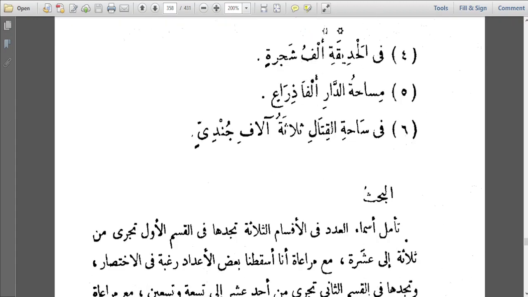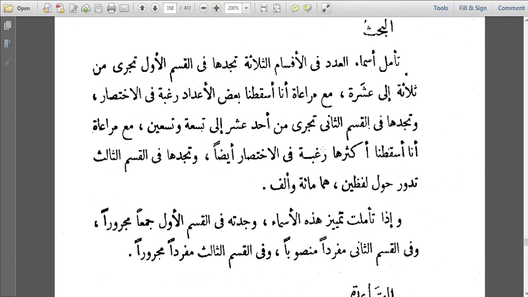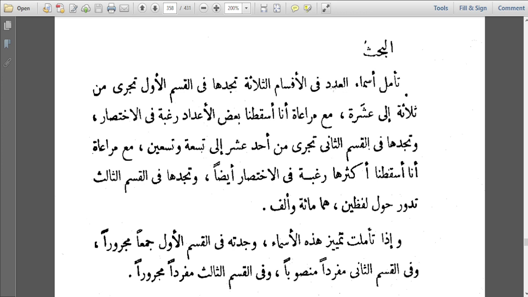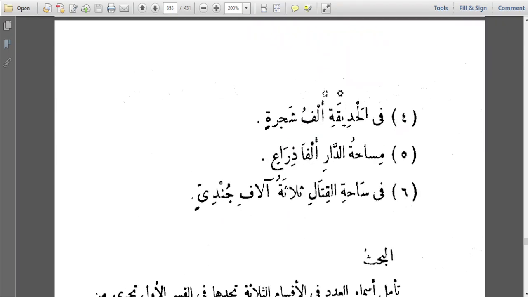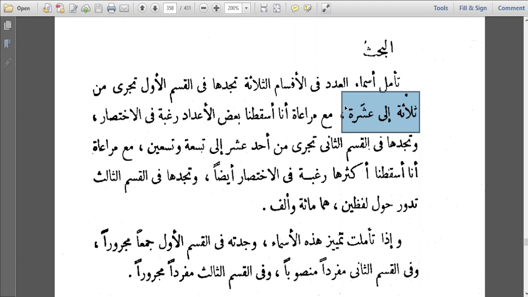So what I'll do is let's quickly read the bath and then I'll go back and clarify how the bath applies to the al-amthila. He says, ta'ammal asma al-adad fil aqsam al-thalathati tajiduha fil qism al-awwal تجري من ثلاثة إلى عشرة. As I've mentioned, looking at the first five examples, you realize that the numbers are from 3 to 10.